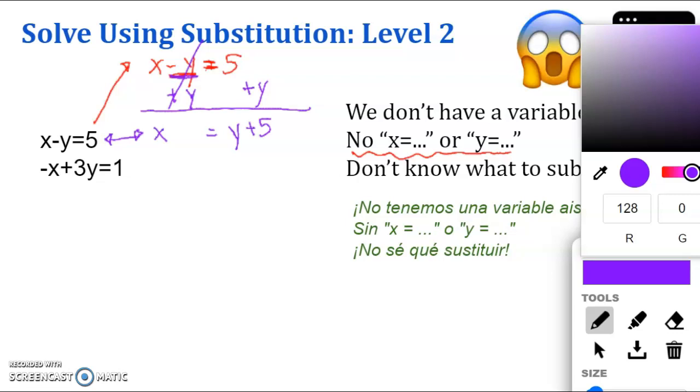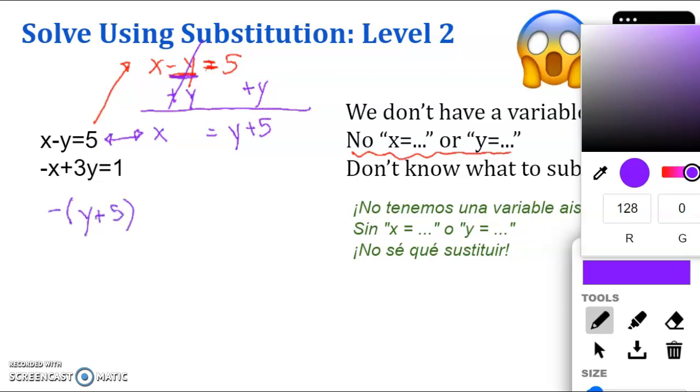So now I know how to substitute this x is equal to y plus 5 into the second equation. Whenever I see an x in the second equation, I am going to put y plus 5. But remember, this is negative x, so I am going to put negative, and then in parentheses, whatever x is, which is y plus 5.